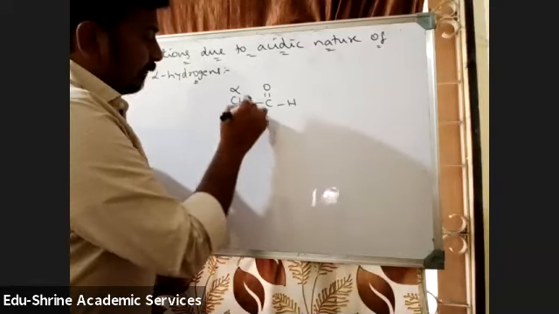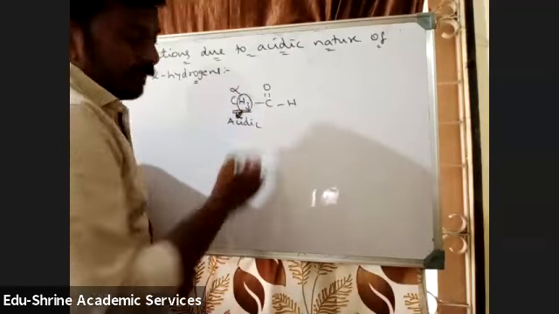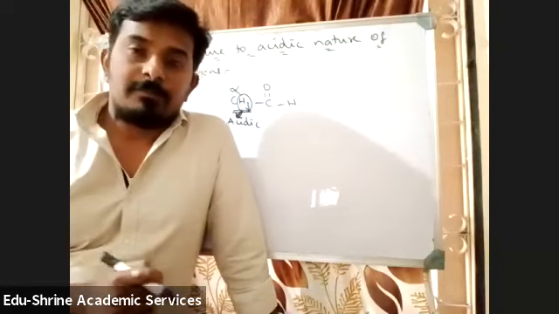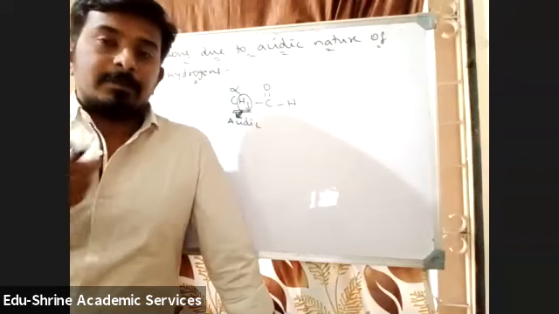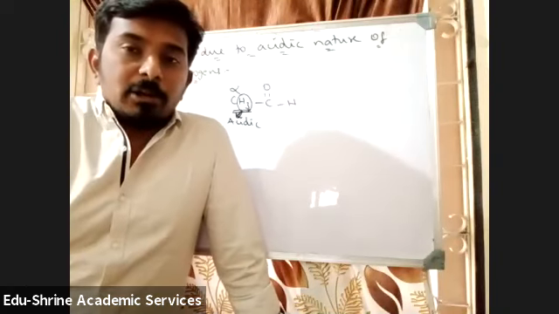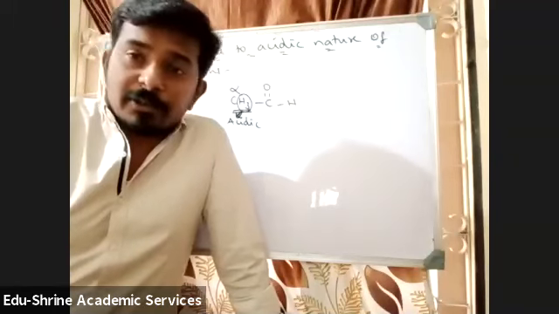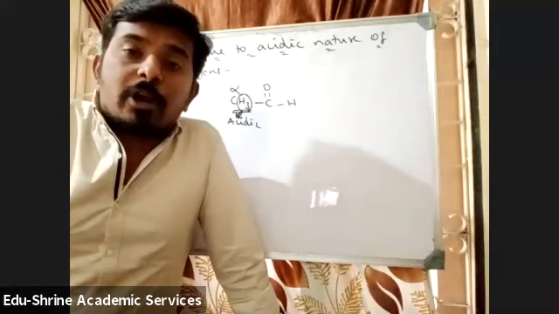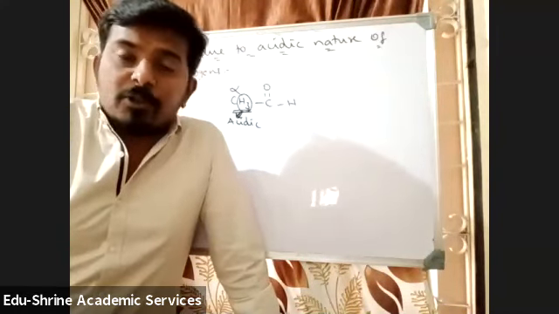These hydrogens are acidic. So how can you tell that these hydrogens are acidic? Now tell me, students, what type of groups in a compound will increase the acidic strength? Electron donating groups or electron withdrawing groups? Very good. In phenols also we have seen, in alcohols also we have seen, if there is any electron withdrawing group present, then that will increase the acidic strength of the compound.